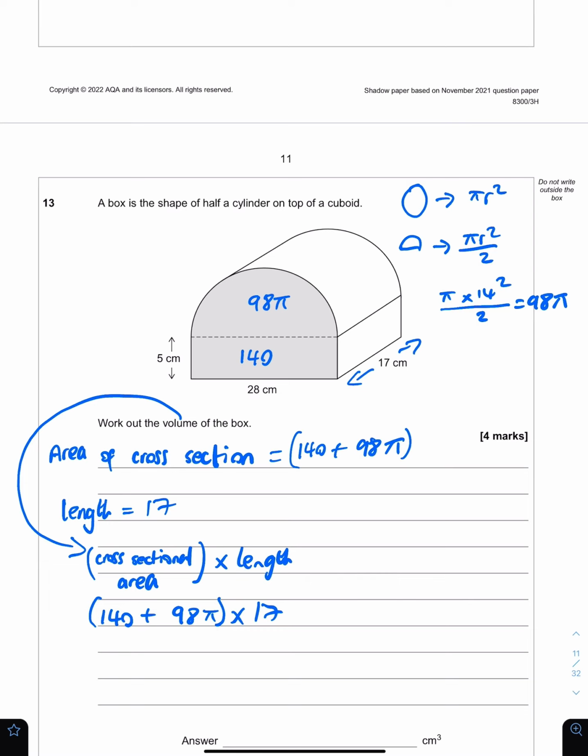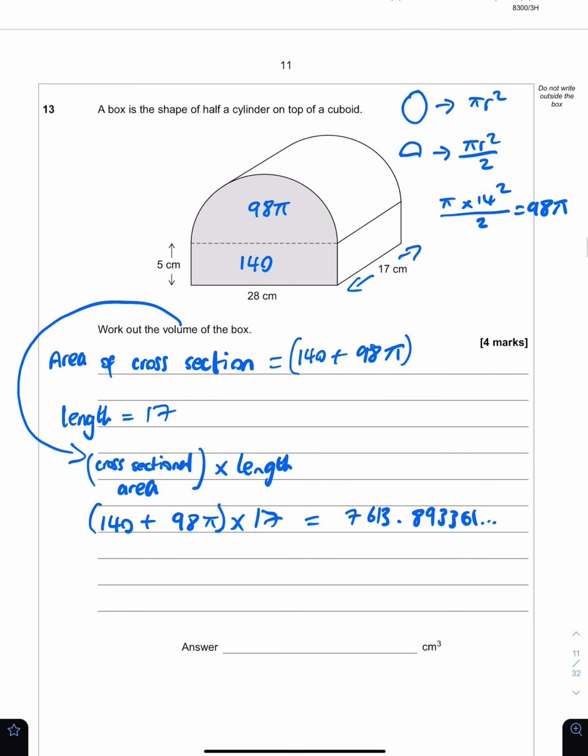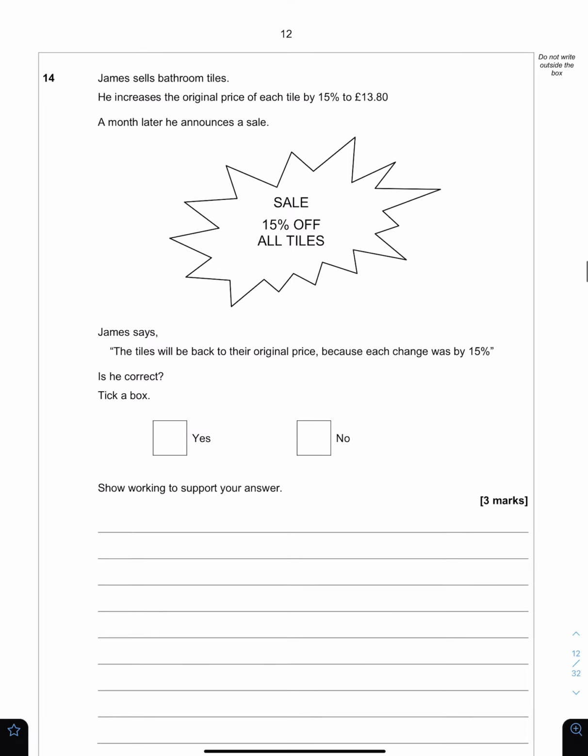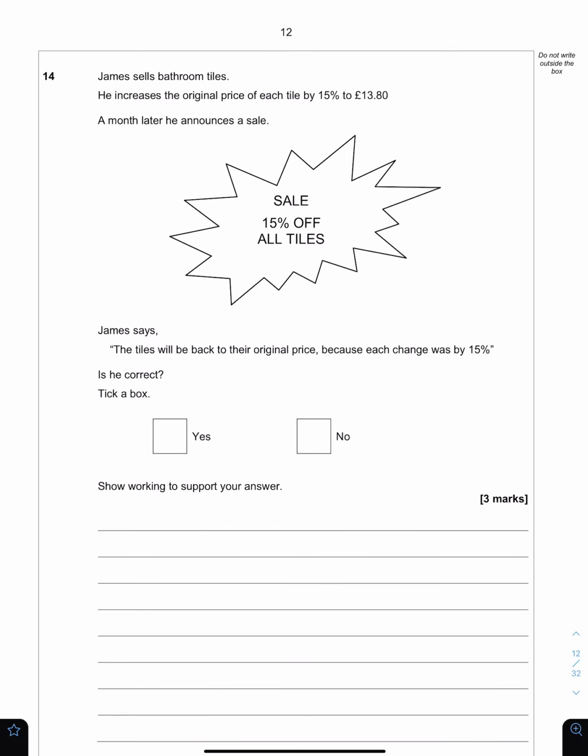And that is going to be 7,613.893361. And it goes on forever. So I'm just going to write it maybe to 2 decimal places. So 7,613.89. Yeah, to 2 decimal places. So correct to 2 decimal places. 2dp. Done.